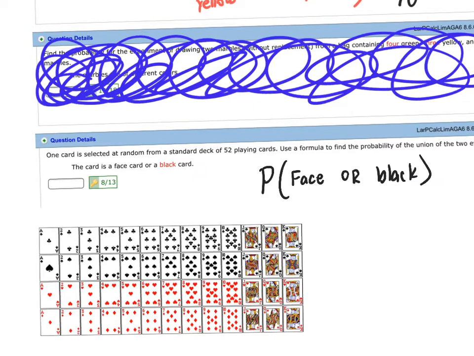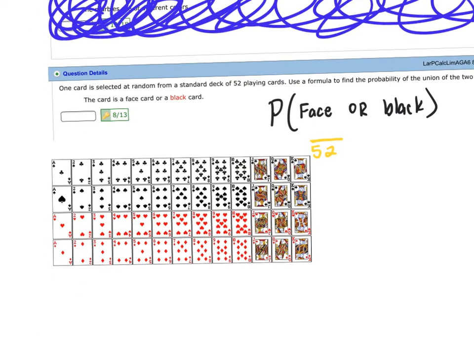Now, before you start to think, is this mutually exclusive or overlapping, don't freak out about that. Let's just do each piece at a time. Let's do face cards. First of all, it's want over total. So there's 52 cards in a deck. Guys, highlight. How many cards in this deck have a face on them? 12. Does everybody see that? What does the word or mean to do? To add.